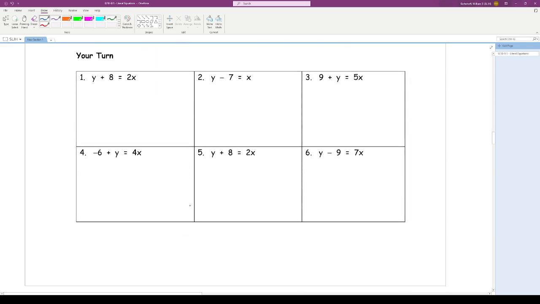Alright, so I'll go through one of these real quick and you can practice the rest on your own. They follow the same process that we just did. Our y is either plus or minus something. Let's do one where there's a minus. So number 2, to get rid of minus 7 on the left, we will add 7 to both sides. And then when we rewrite these cancel, we get y equals x plus 7. So I'll let you practice the others on your own. Pause the video if you want to take a few minutes to do that.